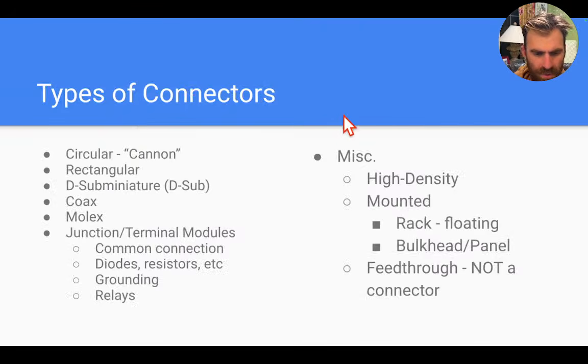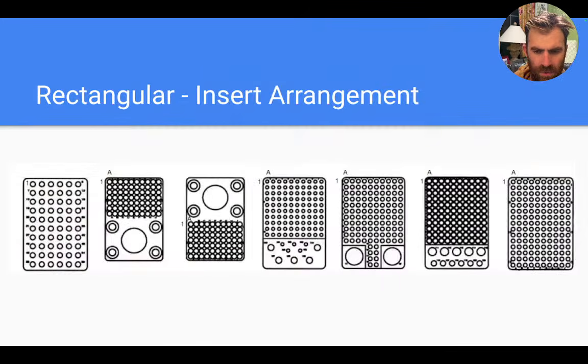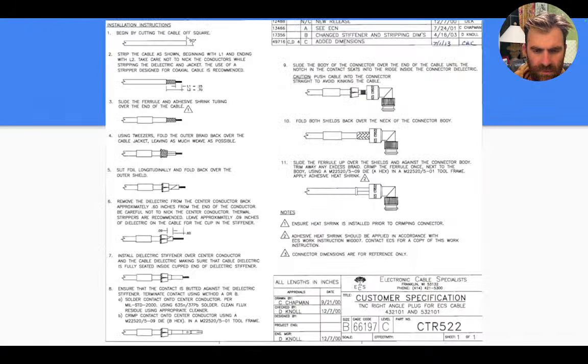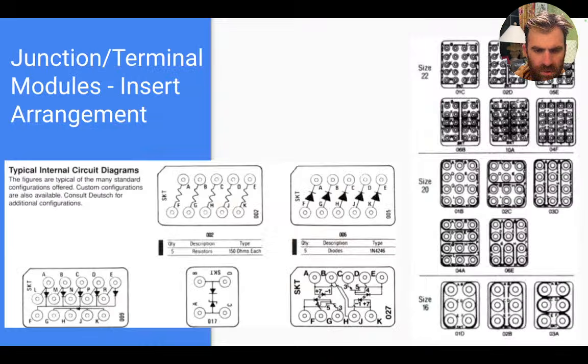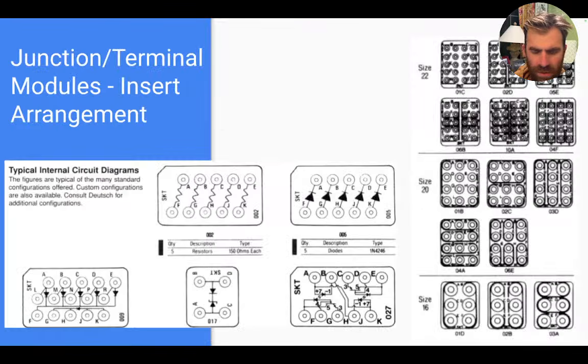Okay, so that's pretty much it for the different types of connectors. Trying to see if I had any last things that I wanted to go over. Some more on inserts here, just a few more notes. Like I mentioned, in some of these terminal modules you can have a diode, so you can see the symbol for a diode in here.